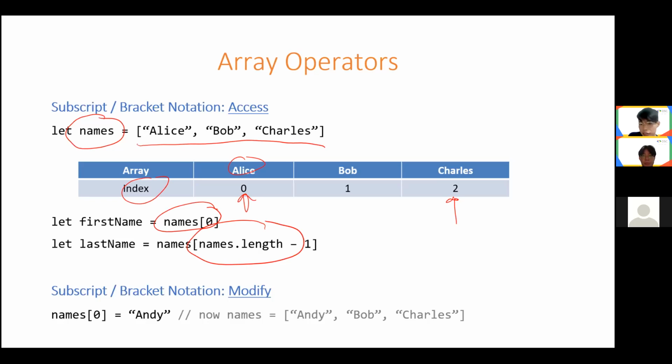You can also modify your arrays using the bracket notation, which you see over here. Instead of assigning into a variable, you're directly telling JavaScript, look at the first element inside this array and put ND inside it. So now names will have ND inside as its first element instead of Alice.